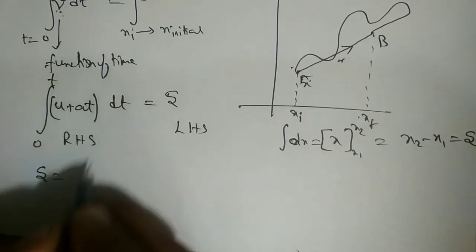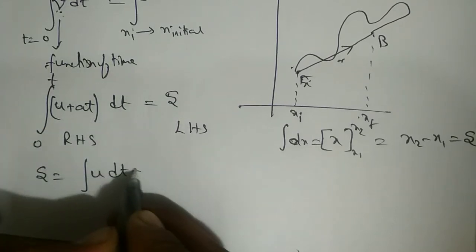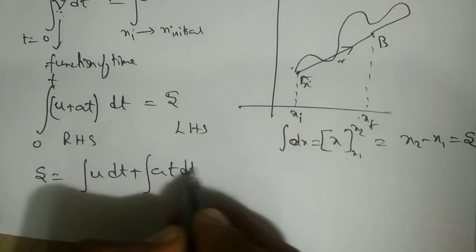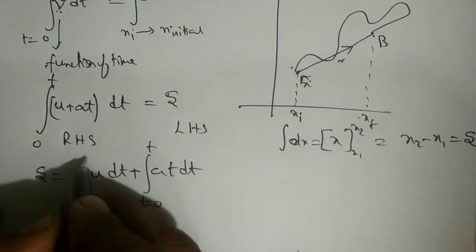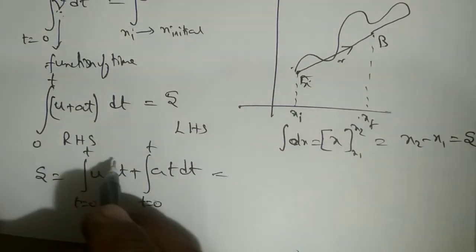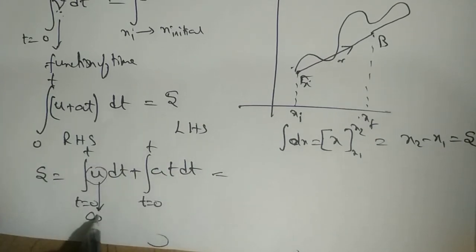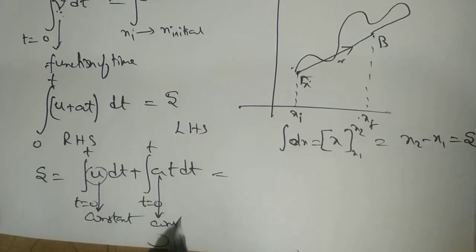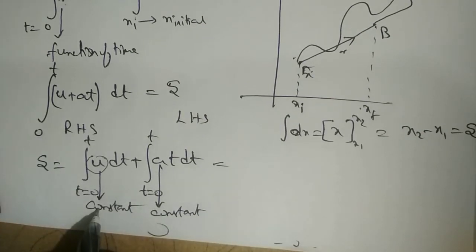S is equal to, if you do this, it splits up. The integration can be split up as integral u dt plus integral a t dt, from t is equal to 0 to t. Now what about this and this? U is a constant. A is also a constant. Everyone knows a is a constant, but what about u? U is also a constant because it's initial velocity.